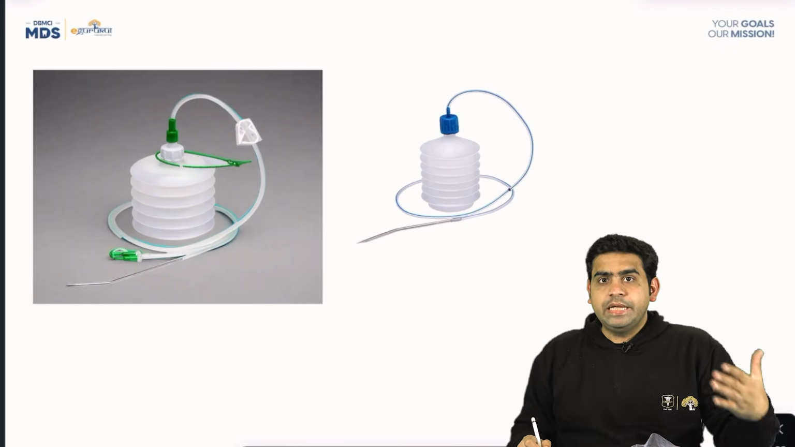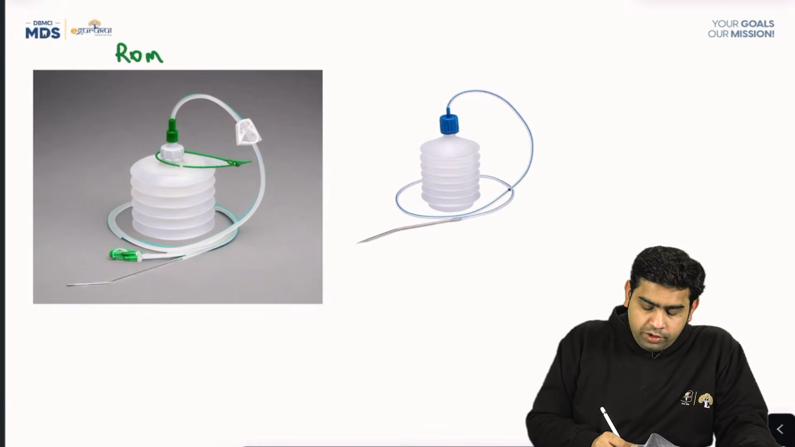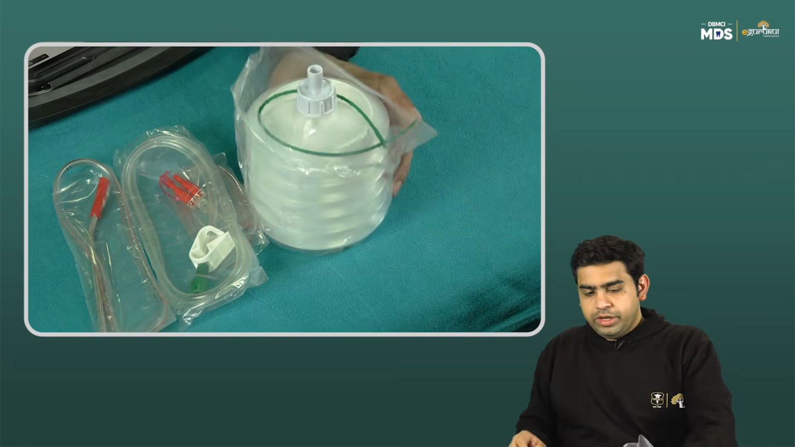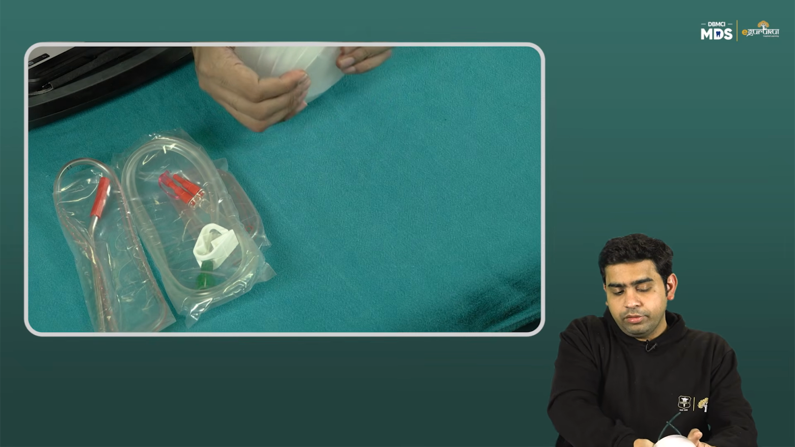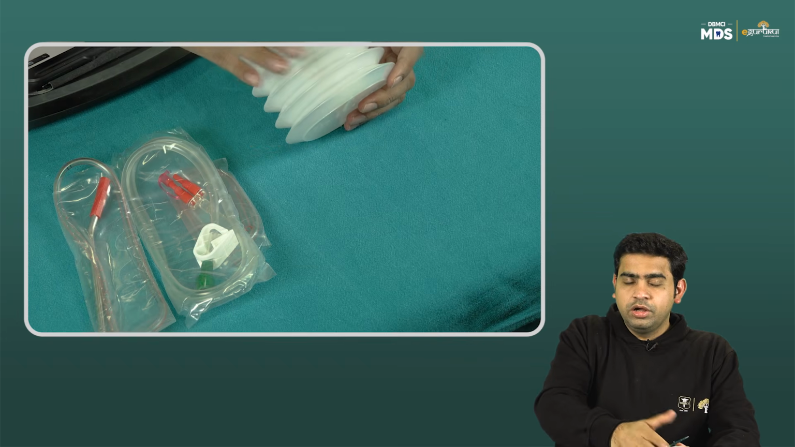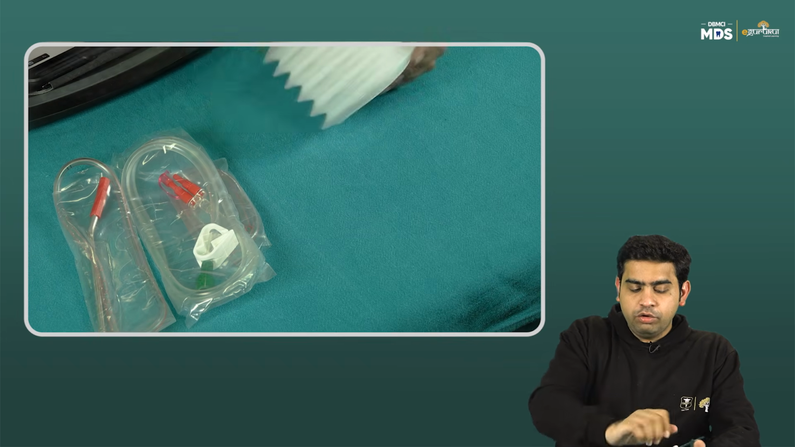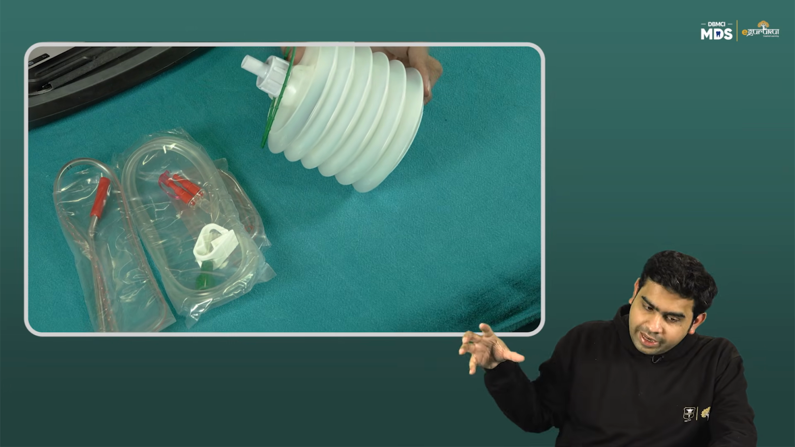Now, let us talk about the other drain. Okay, so what is this? This is a Romo vac drain. And what is this? This is a Me vac drain. Okay, so let's try to understand that. Let's remove this particular drain. This is what it is. Are you able to appreciate this spring-like thing? That is why it is called a vac. Why? Because once you press this and apply the knob to it, it creates a vacuum. It has that particular pull.